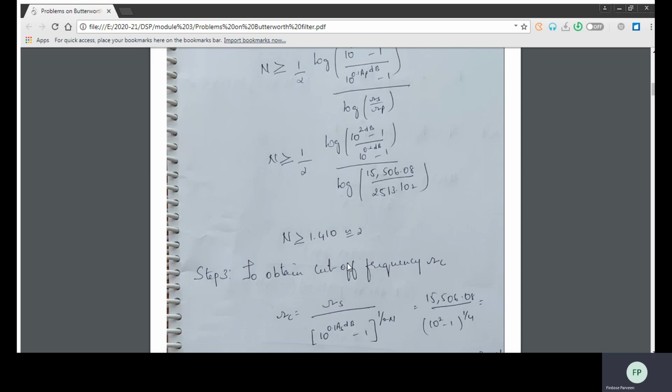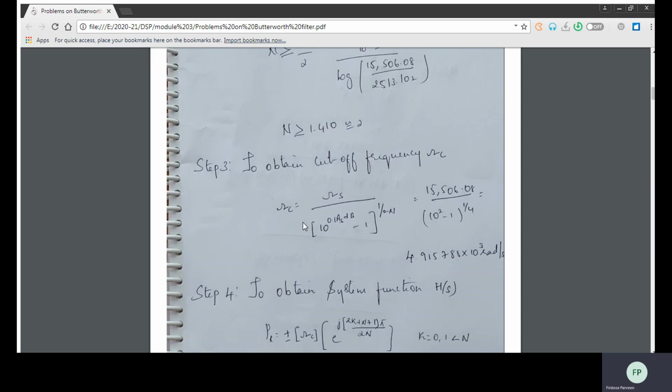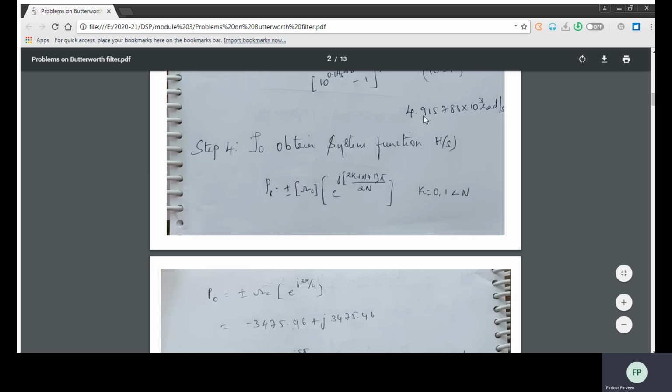So the next step, step 3, is to obtain the cutoff frequency omega c. What is the formula? Omega c is equal to omega s divided by 10 to the power of 0.1 AS, which is in decibels, minus 1, to the power of 1 by 2N. When you calculate, you will be getting this value.